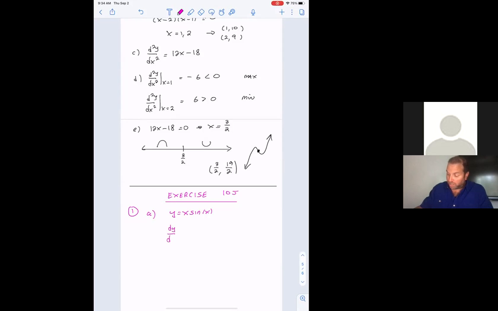So the derivative of y with respect to x. So the first question we ask is, what rule do we use here? X sine of x, that's a product. X times sine of x. So we use a product rule. Derivative of the first, that's 1, times the second, which is sine of x, plus the first, which is x, times the second, which is cosine of x. So the first derivative becomes sine of x plus x cosine of x.